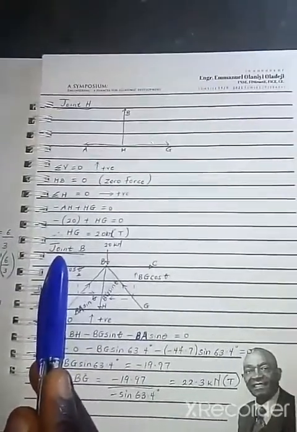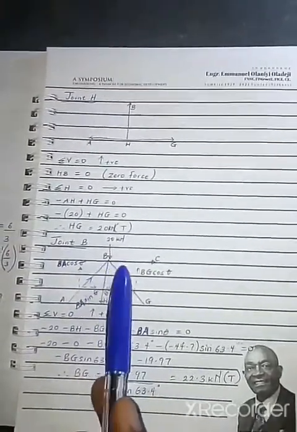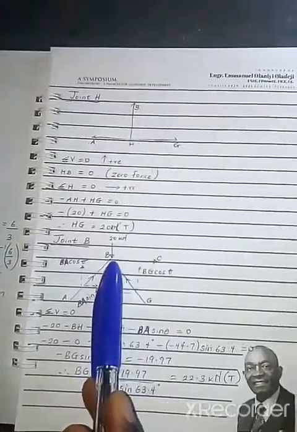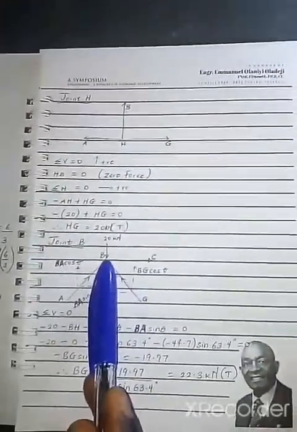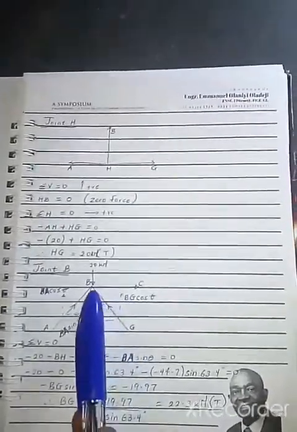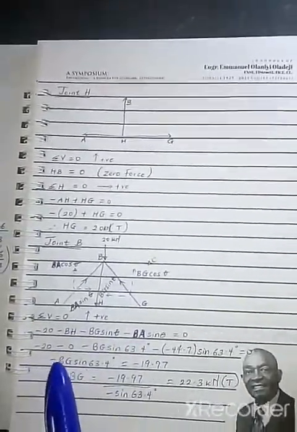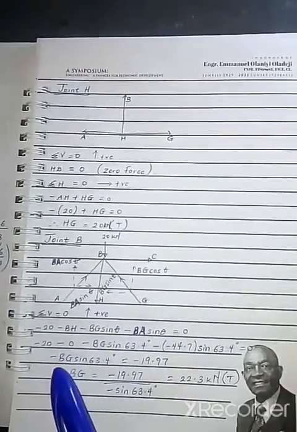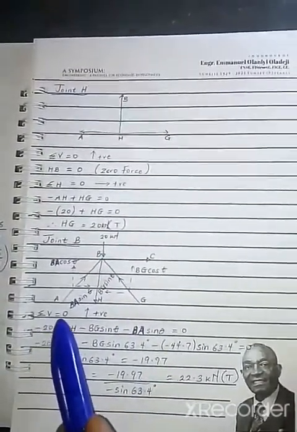So in joint B, this is the free body diagram. We draw the forces, both the internal and external, acting at point B. So this is it. You draw the forces acting there, all the members meeting at point B. So summation of vertical forces.